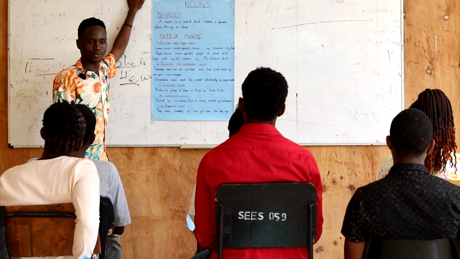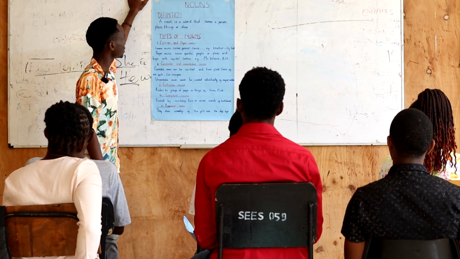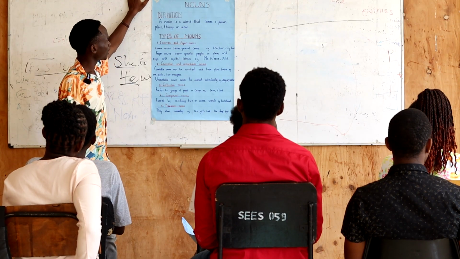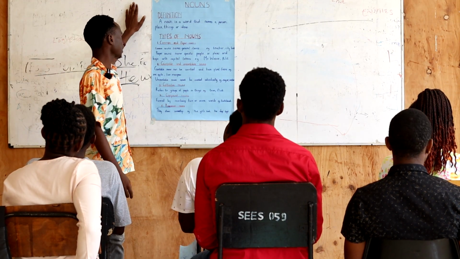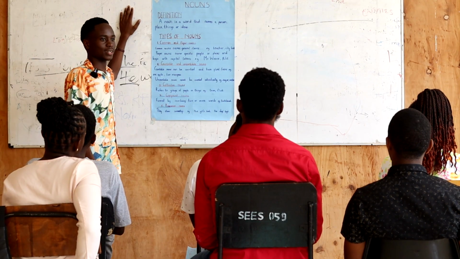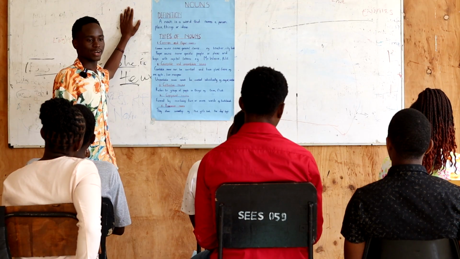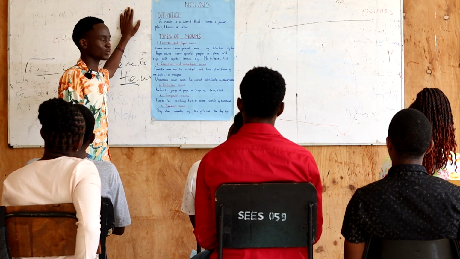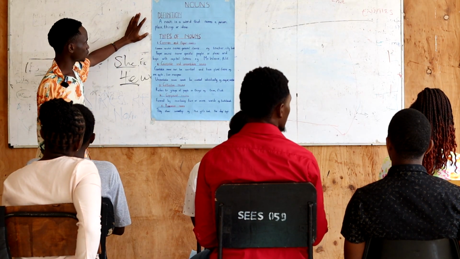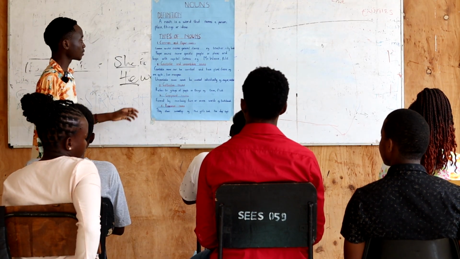So I think everyone knows what a noun is, right? A noun is a word that names a person, place, thing, or idea. So I think anyone now can define a noun. Are we together? So let's go to types of noun.